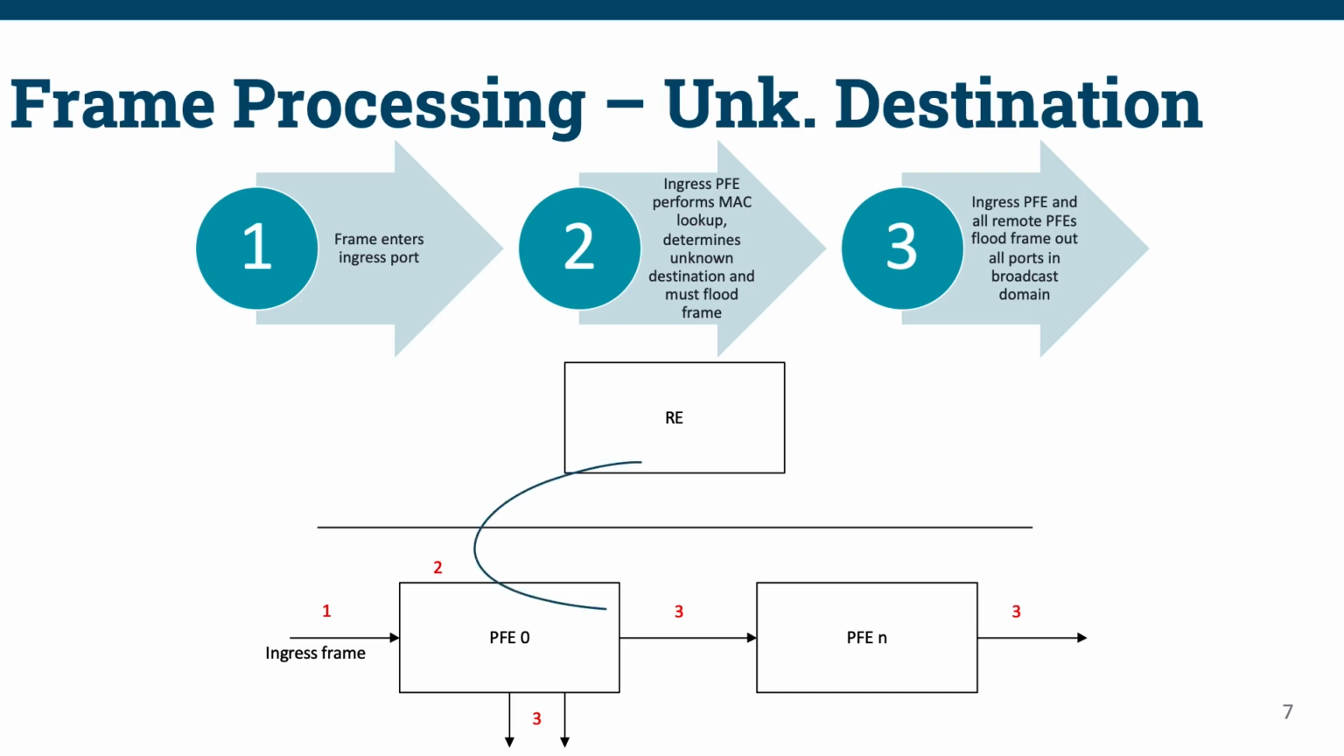Note that in this case as well, the routing engine is not made aware of the frame when the destination is not known, except for statistical counters that it may read on the PFEs, indicating how often this occurs.